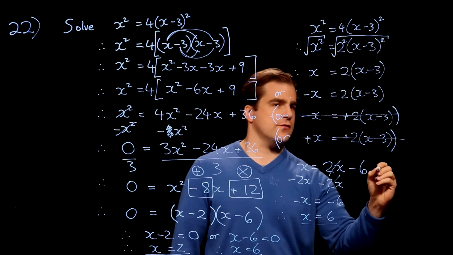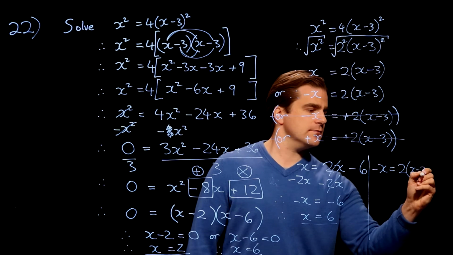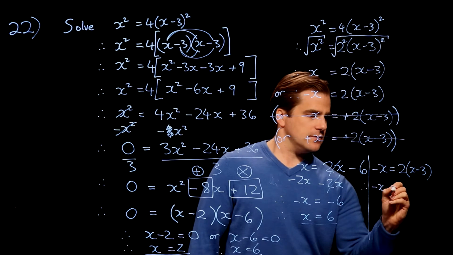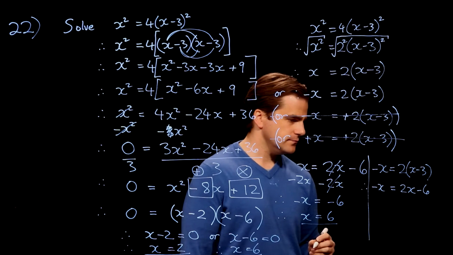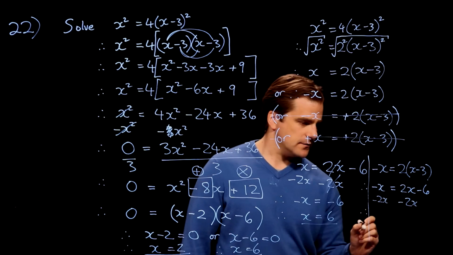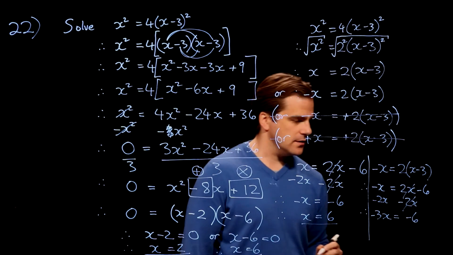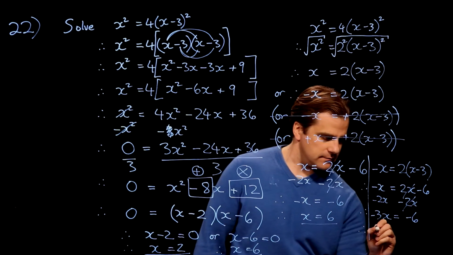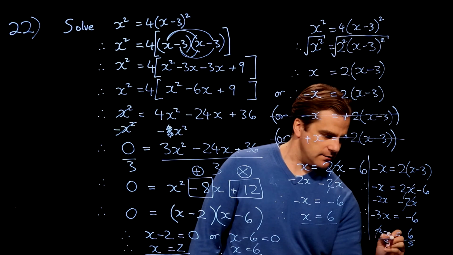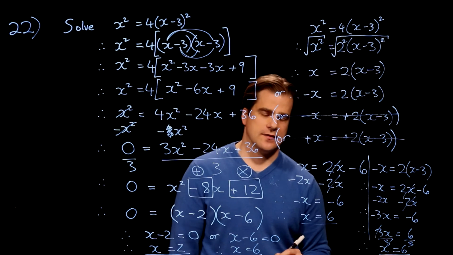Now this one, we have minus x equals 2(x minus 3). Multiply out the bracket. Therefore, minus x equals 2x minus 6. Bring this 2x over here, so subtract 2x on both sides. Minus x minus 2x is minus 3x, they cancel, equals minus 6. Multiply both sides by minus 1, and we get 3x equals 6. Divide both sides by 3, and we get x equals 2.